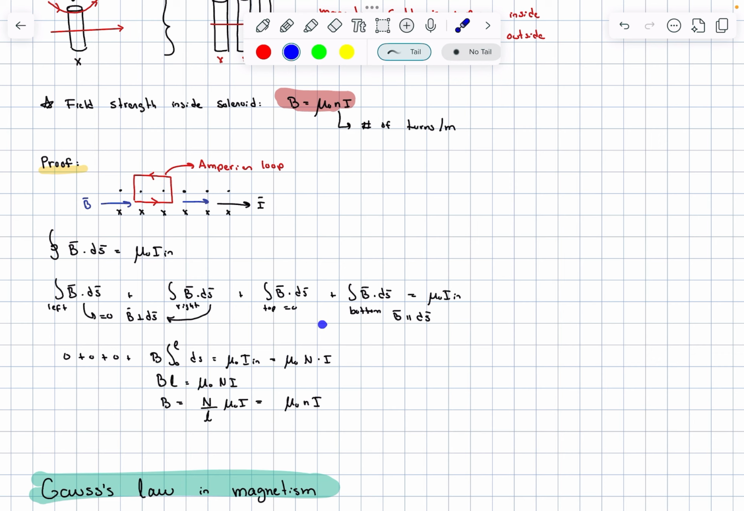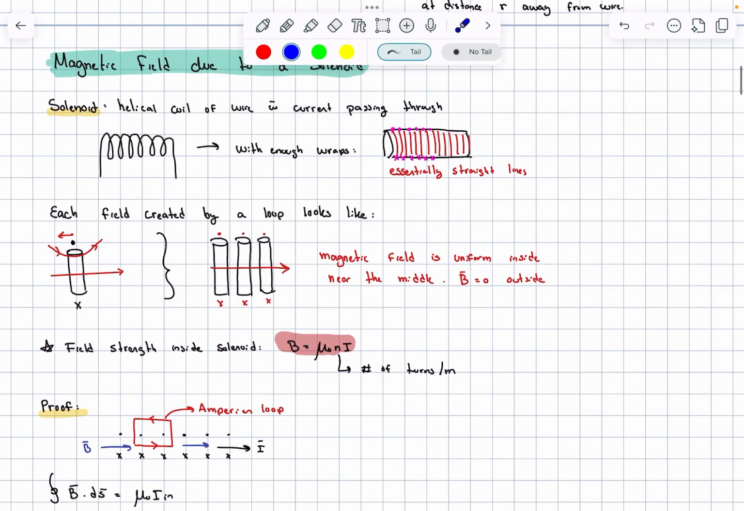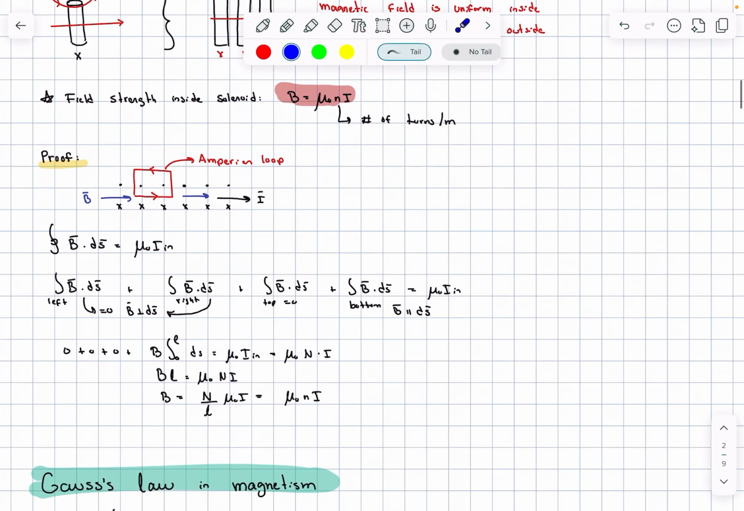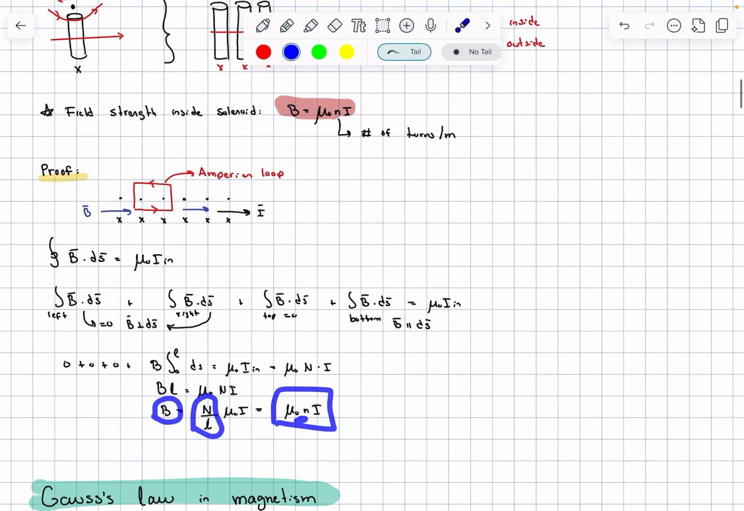The reason we multiply by N is because we have to take into account how many loops we have. Are there 100 loops? Are there 50 loops? This is a very common thing we do. We just multiply by N like this. Then the answer we get is BL equals mu naught N times I. Isolate for B, and we define little n to be the loop density, so how many loops do we have per unit meter, and that's N divided by L is little n. So B is equal to mu naught n times I, like we said up here.